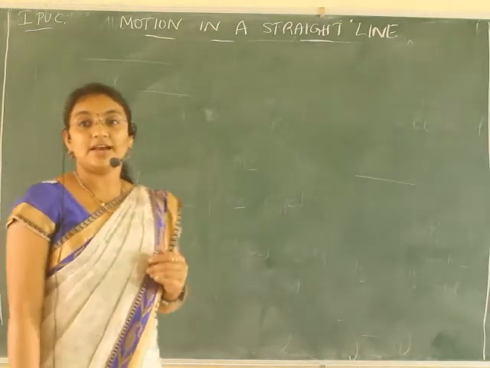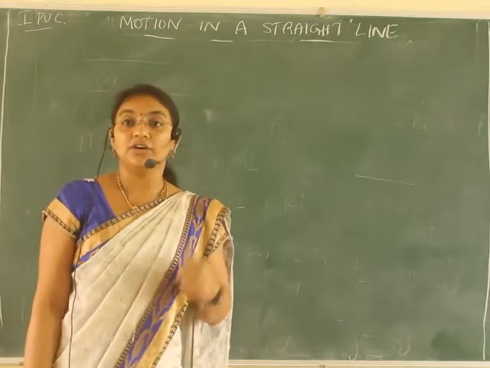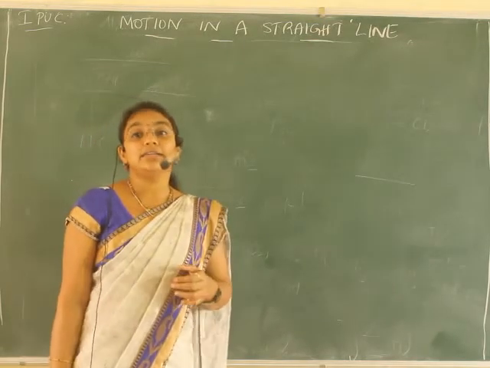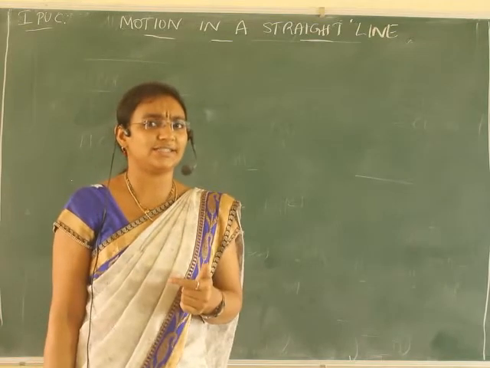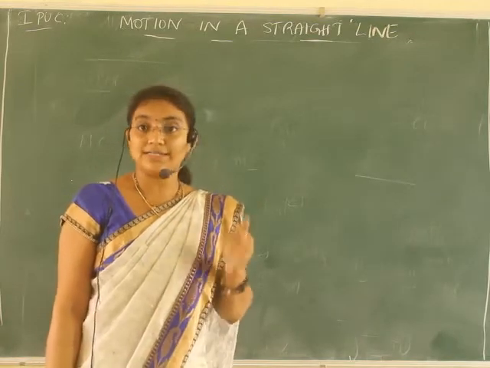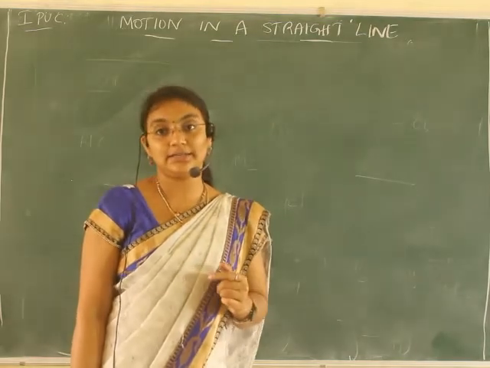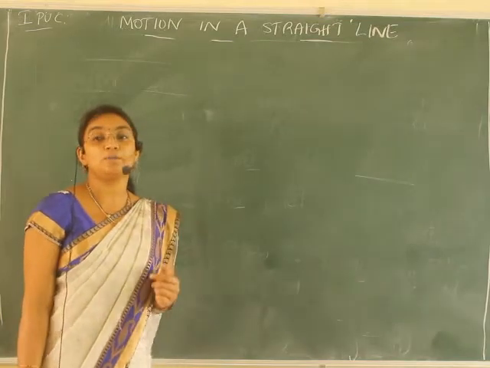In our previous class, we started the chapter called Motion in a Straight Line, correct? We reached the concept of path length and displacement. I hope you understood. Path length is nothing but the distance traveled by the body, or else I can say path length is equal to total distance, correct? Whereas displacement is nothing but the change in the position of the object.